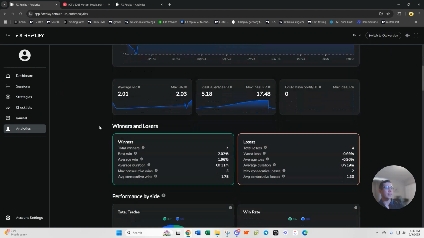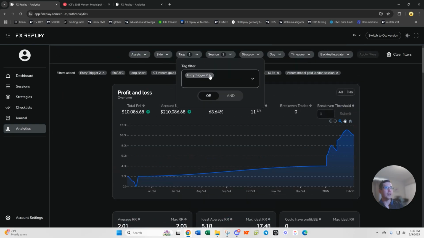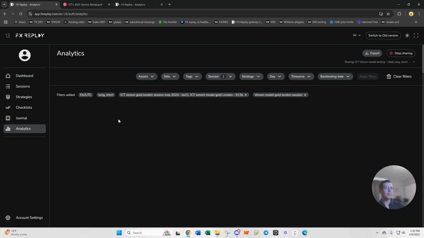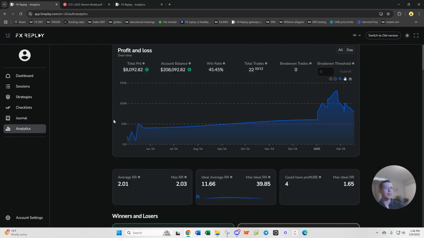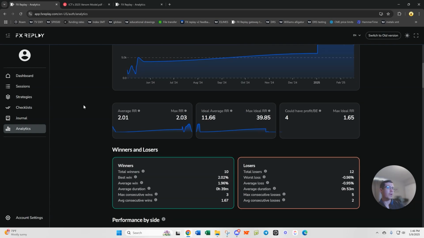I think we had only 2 losses in a row when we did this, versus when we had everything together. There was probably a larger loss streak during that sample size, 5 losses in a row when we had everything, because obviously the win rate was a lot lower.